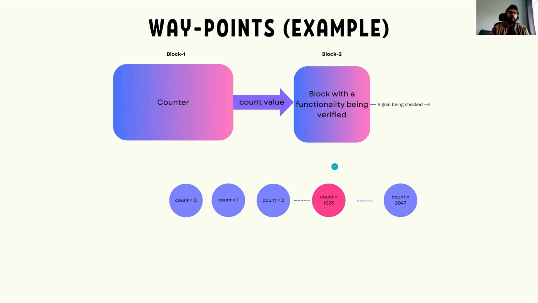Now, as a designer, you know that you have set the interesting count value of 1023. So when the counter comes out of reset, it becomes 0 and then eventually counts to 1023. Until then, nothing interesting is happening in block 2 as far as the check is concerned. So you can say, hey, let me give you a waypoint: the value of the counter becoming equal to 1023. So go there first and then from there try to check for bugs. It's a very simple example. Maybe it's not even useful in this particular case.